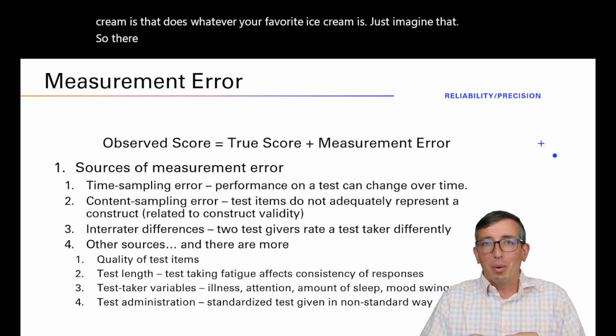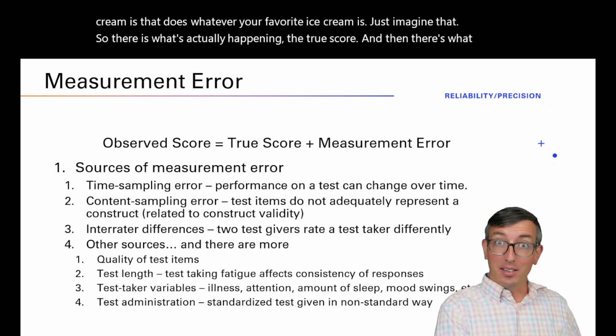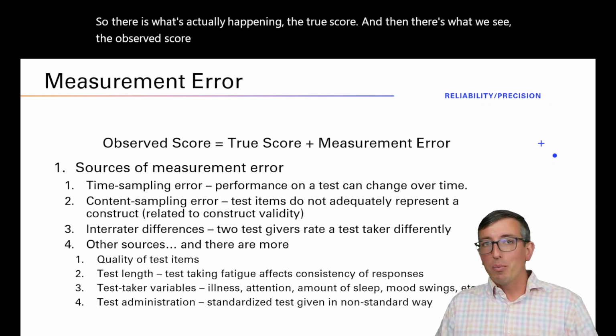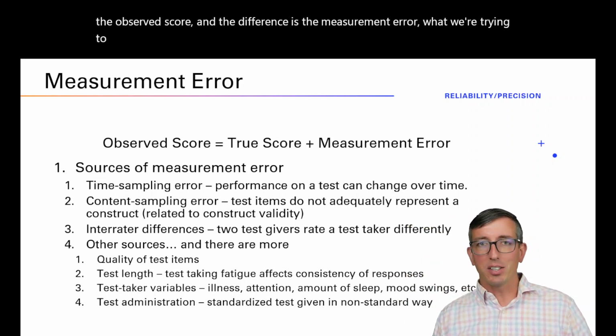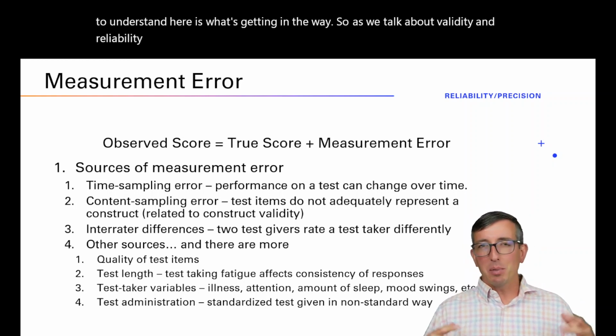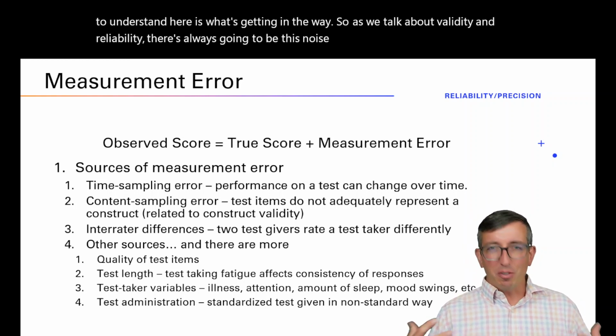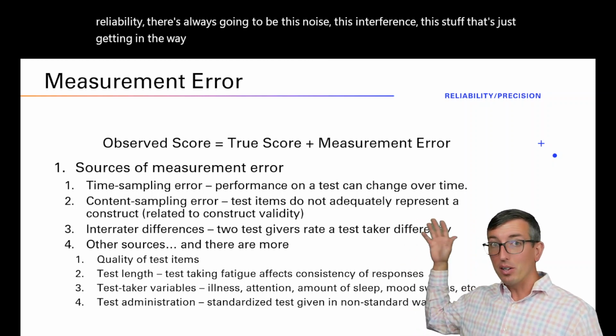So there is what's actually happening, the true score, and then there's what we see, the observed score. And the difference is the measurement error. What we're trying to understand here is what's getting in the way. So as we talk about validity and reliability, there's always going to be this noise, this interference, this stuff that's just getting in the way. And that's what we call measurement error.